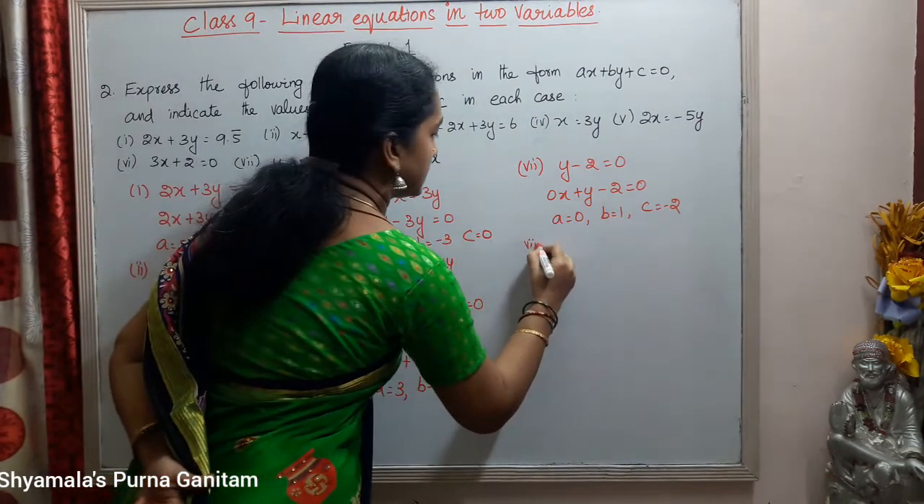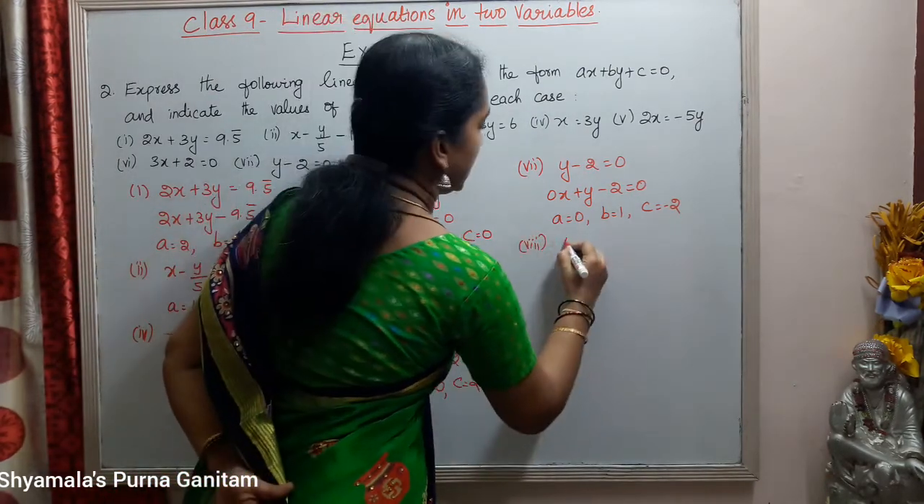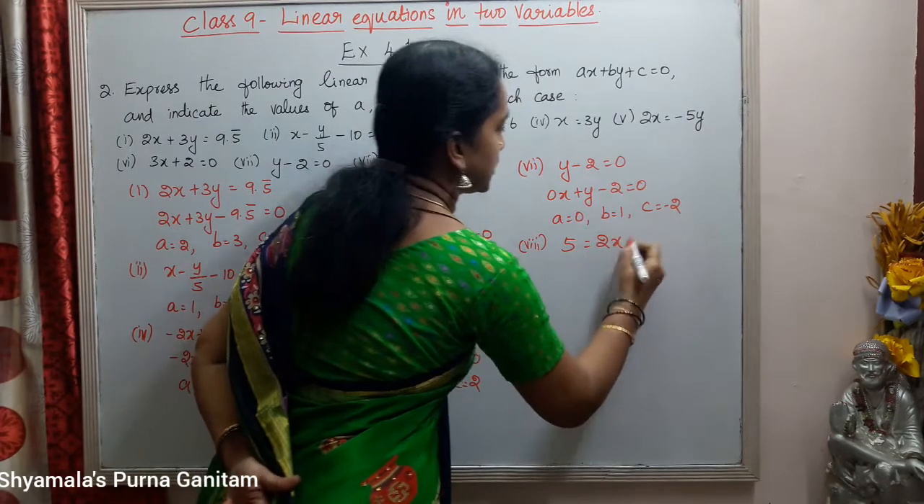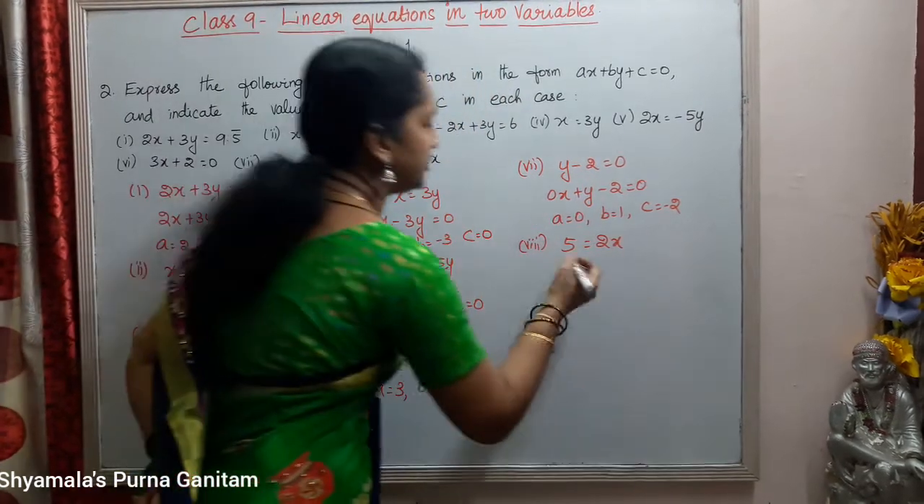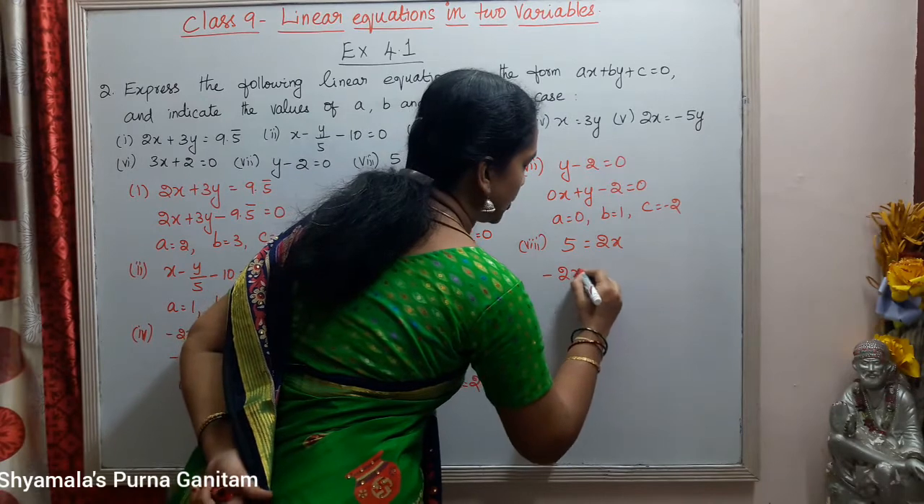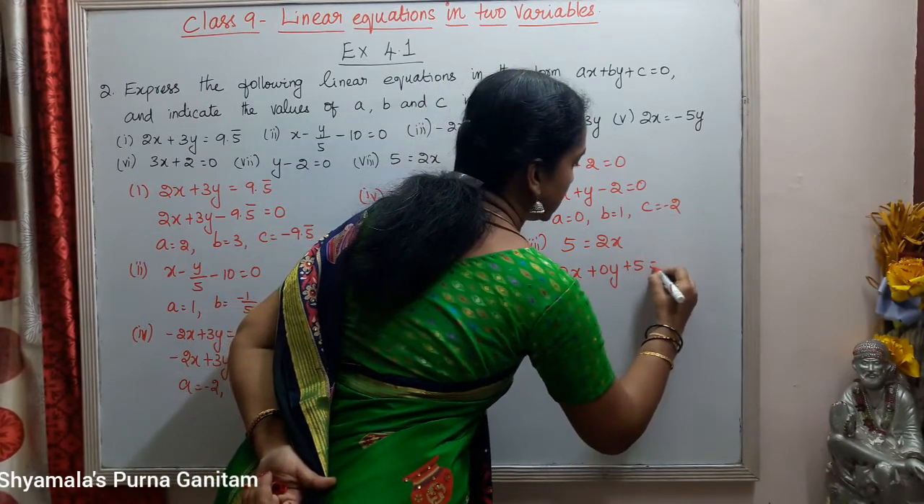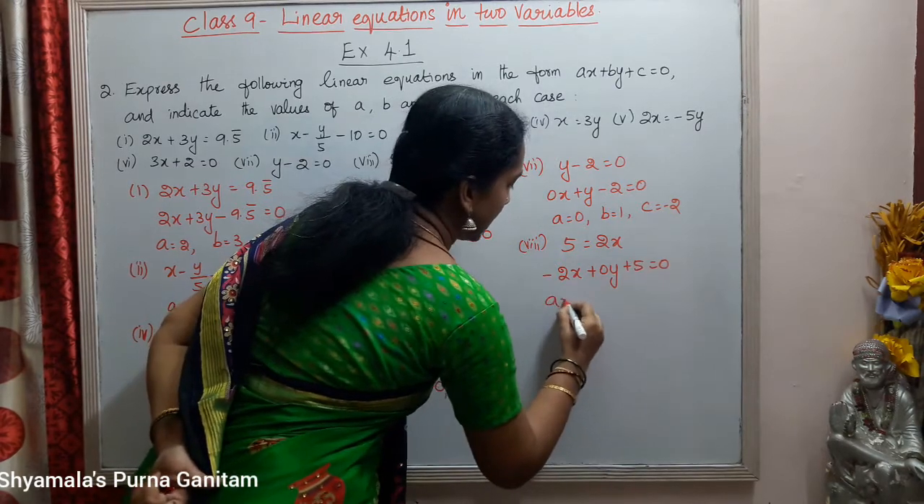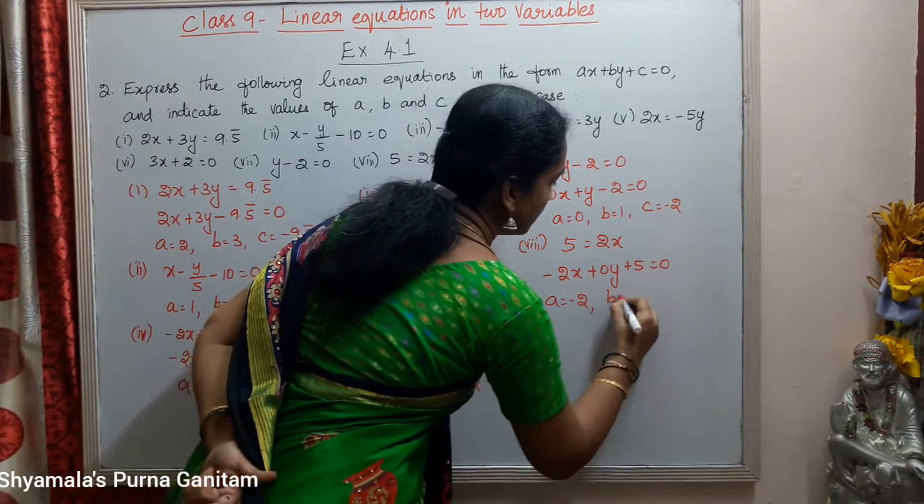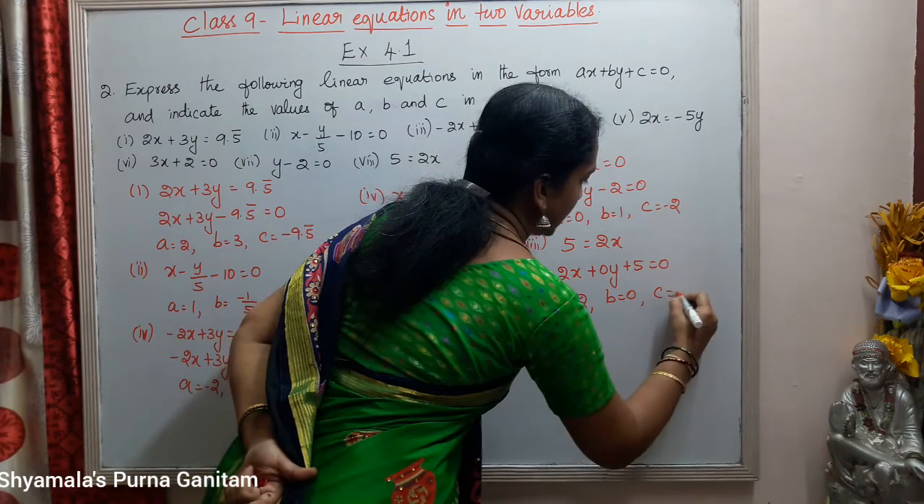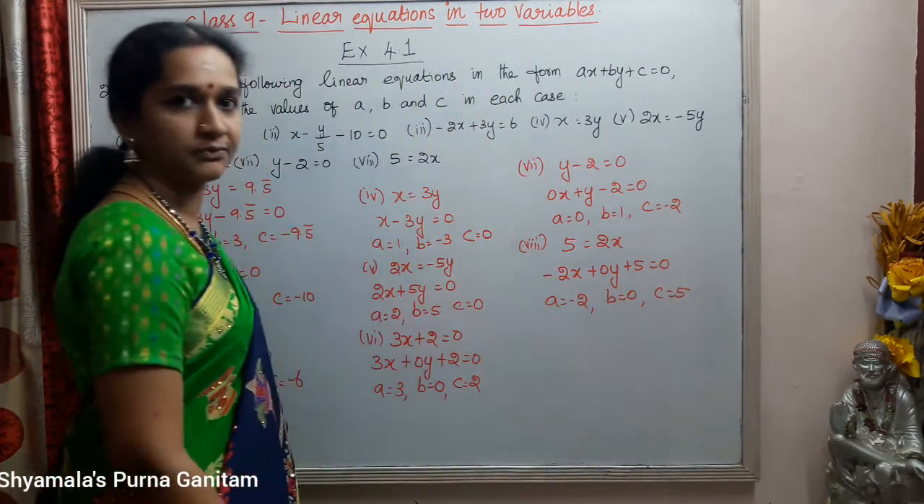Then eighth sum is 5 is equal to 2x. So if you want to write this in the general form, we will get it as minus 2x plus 0y plus 5 is equal to 0. So a is equal to minus 2, b is equal to 0 and c is equal to 5.